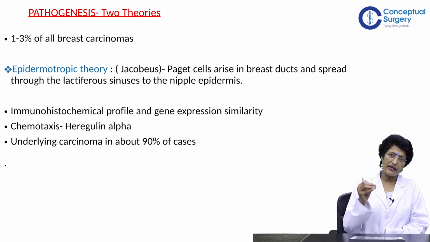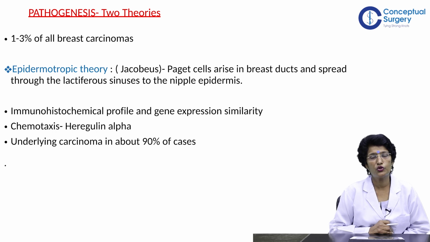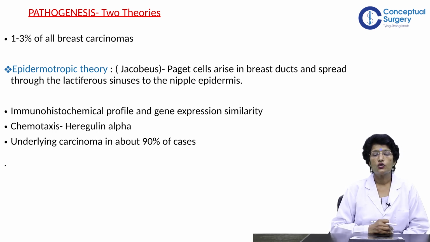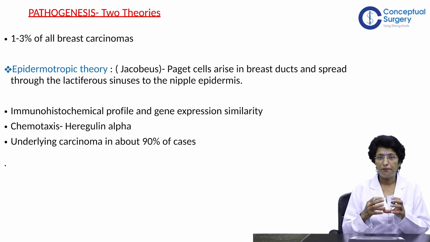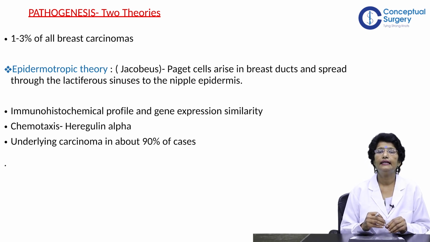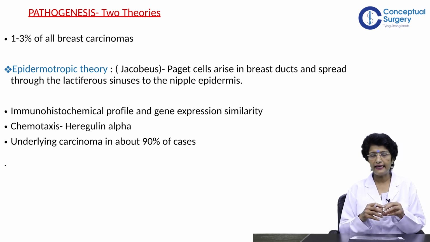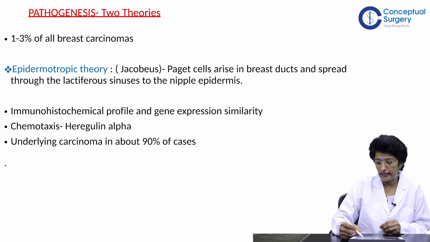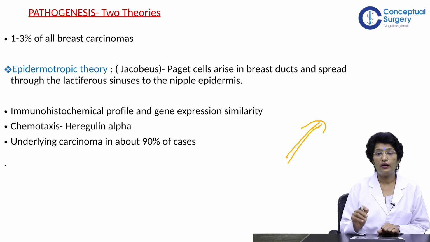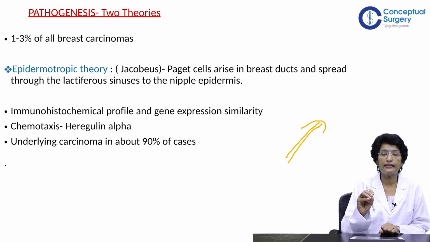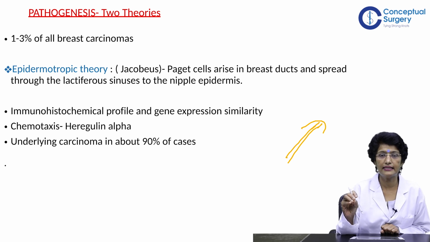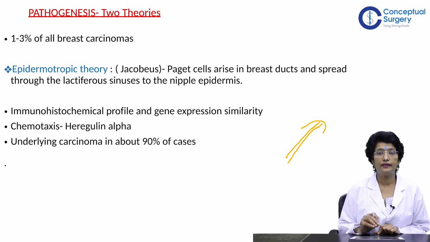Let me come to the first theory, the epidermotropic theory, which was propounded by Jacobius. What he said was that Paget's cells arise in the lactiferous ducts. You must understand that when the lactiferous ducts come onto the surface of the nipple, there is a boundary with the skin. So that is how it spreads from the ducts. It goes through the lactiferous sinuses to the nipple epidermis. So that is how it spreads to the skin.